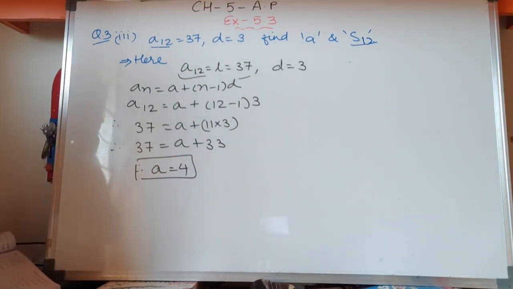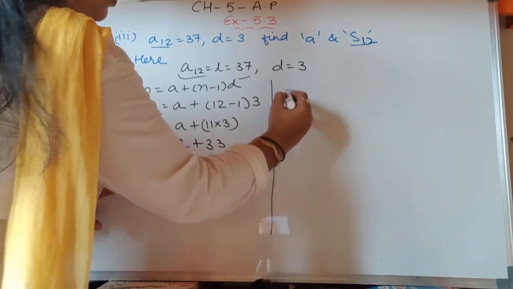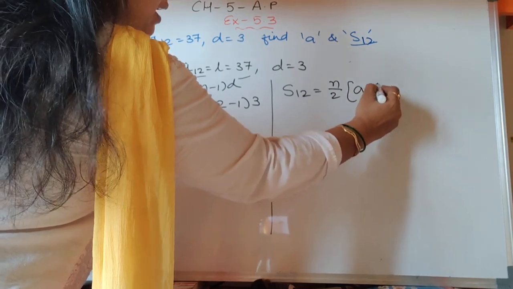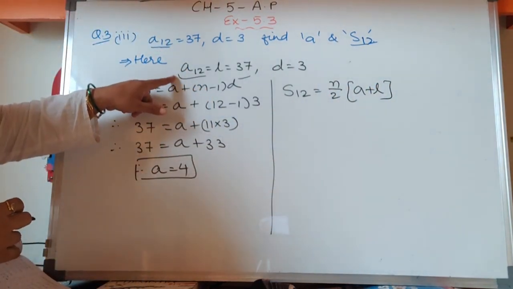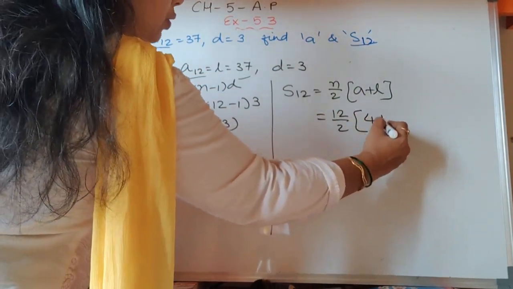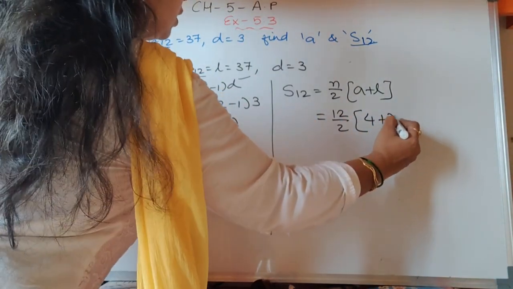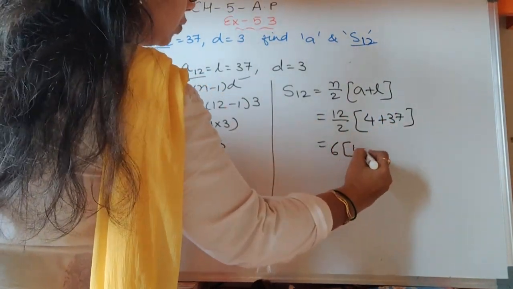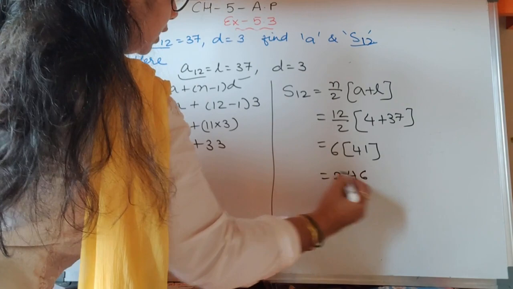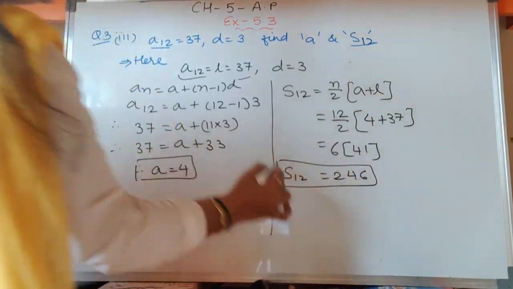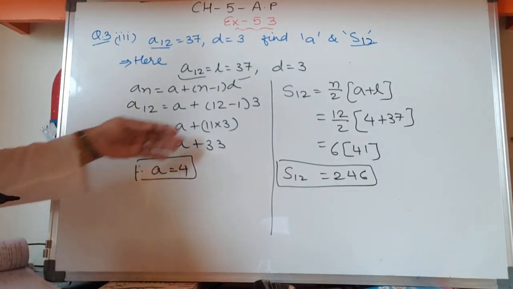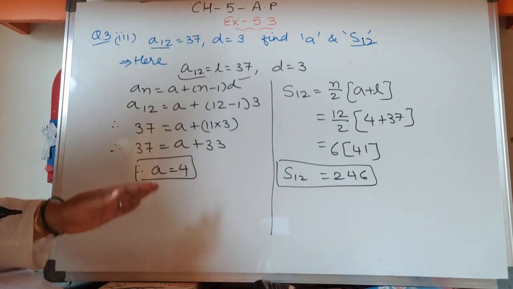Okay. After getting the value a equal to 4, we will move to find out S12. S12 again is n by 2 into (a plus l), as we have taken a12 as the last term. So this is 12 by 2. We already got the value a, it is 4, l is equal to 37. So it is 6 into 41. 6 into 41 is equal to 246. So S12 we got as 246. Now look at the steps again, and you found it very simple, very easy.